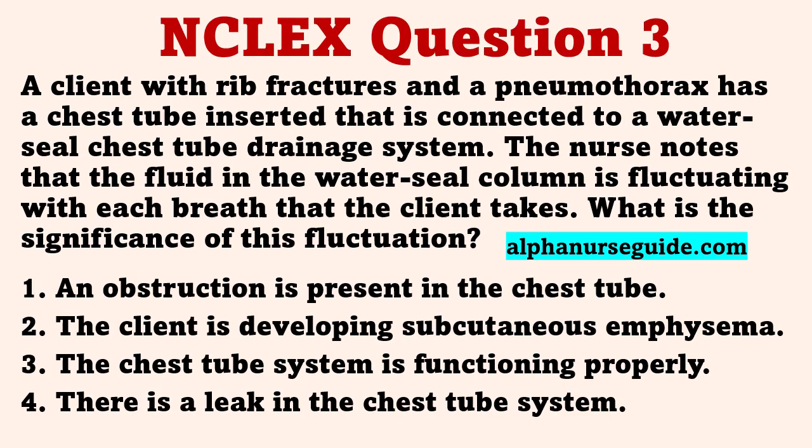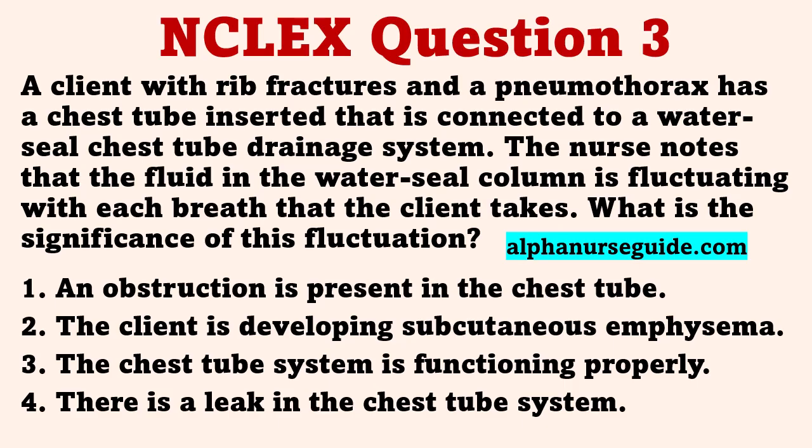A client with rib fractures and a pneumothorax has a chest tube inserted that is connected to a water-sealed chest tube drainage system. The nurse notes that the fluid in the water-seal column is fluctuating with each breath that the client takes. What is the significance of this fluctuation? 1. An obstruction is present in the chest tube. 2. The client is developing subcutaneous emphysema. 3. The chest tube system is functioning properly. 4. There's a leak in the chest tube system.